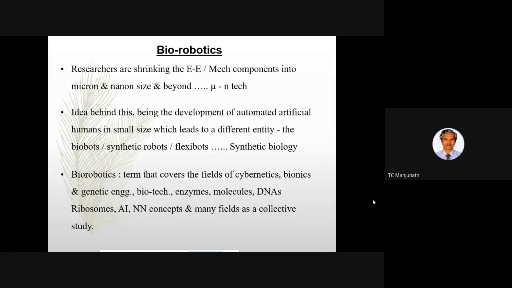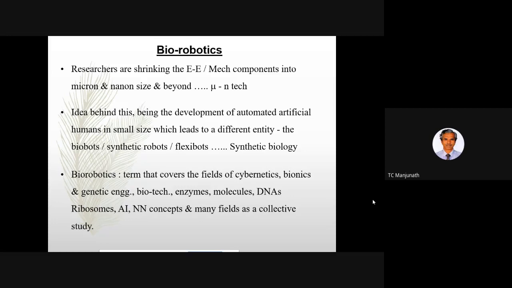A lot of research is being done by Dr. Vidyavardhaka, who was the first chairman of the Center for Artificial Intelligence in Robotics, CAIR, in Bangalore, very next to Raj Bhavan. Next to that building is the DRDO concern, the Center for Artificial Intelligence. He has done a lot of research on synthetic biology, right? And that is termed biorobotics.